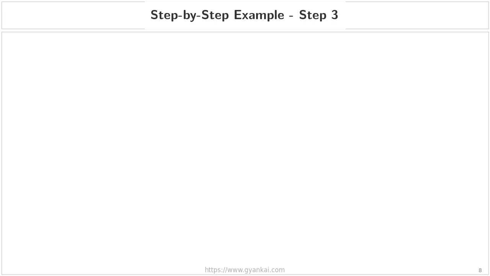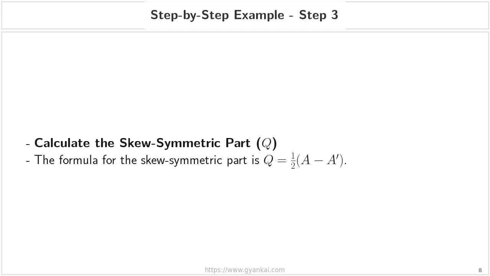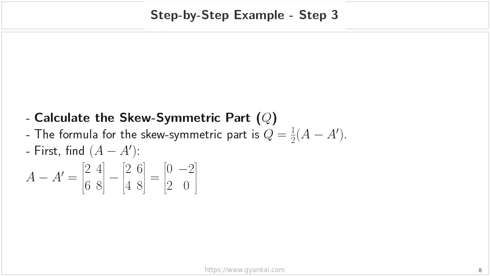Step-by-step example, Step 3. Now that we have successfully determined the symmetric part, let us proceed to calculate the skew-symmetric part, which we will denote as matrix Q. To do this, we use the formula where matrix Q equals 1/2 times the quantity of matrix A minus its transpose, matrix A prime. First, let us perform the subtraction within the parentheses.